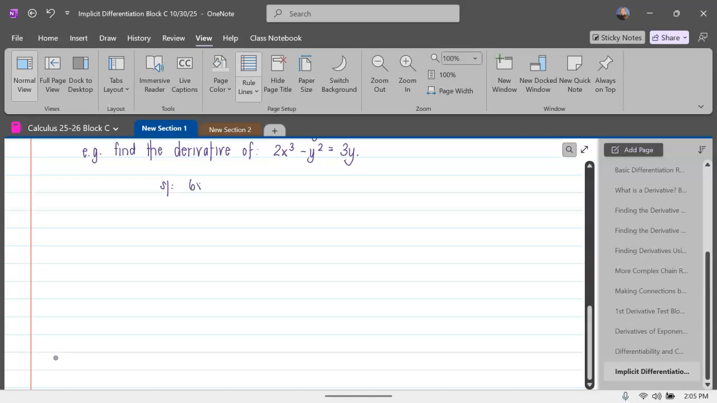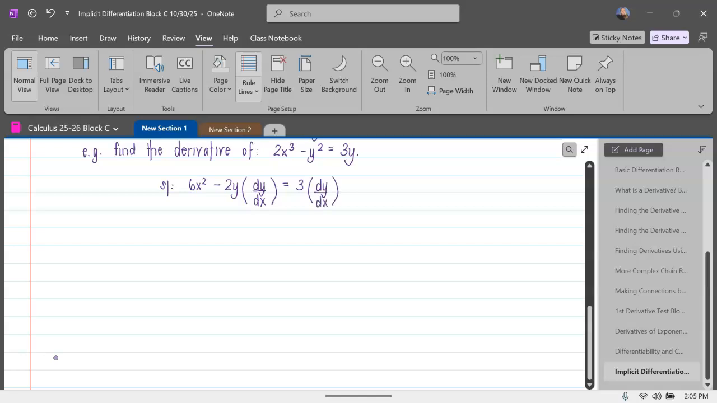6x squared. Do I need to introduce anything else there? Nope. All right, let's take the derivative of negative y squared. What would that be? Negative 2y, but we need to include dy dx. Excellent. And then we need to do equals. What's the derivative of 3y? 3 and then dy dx.